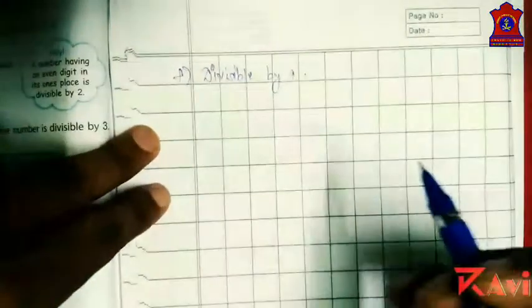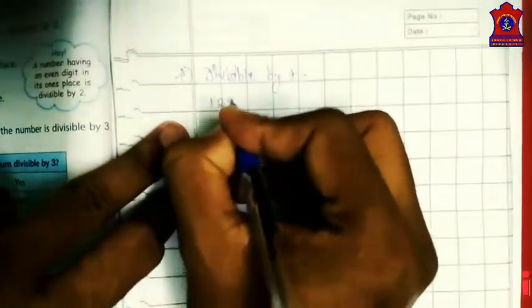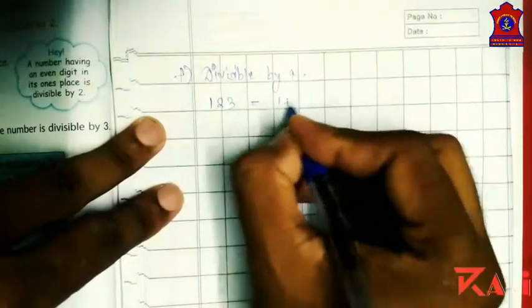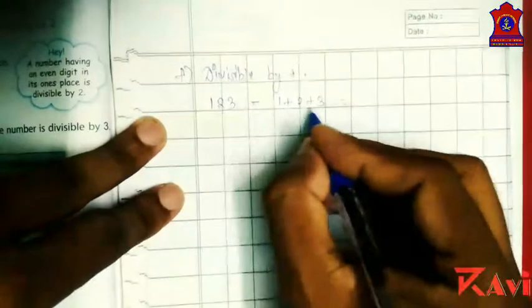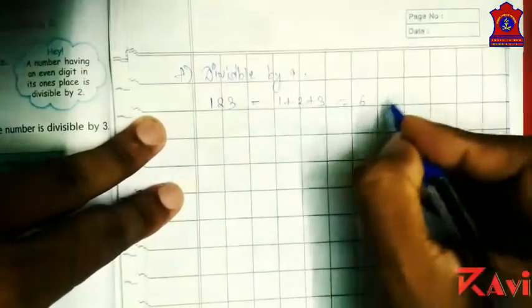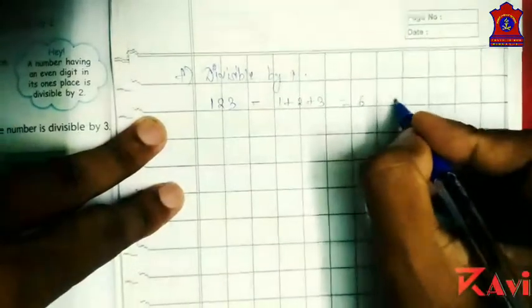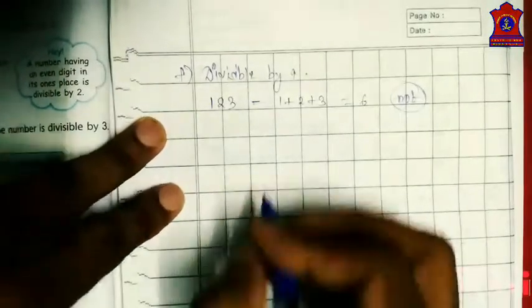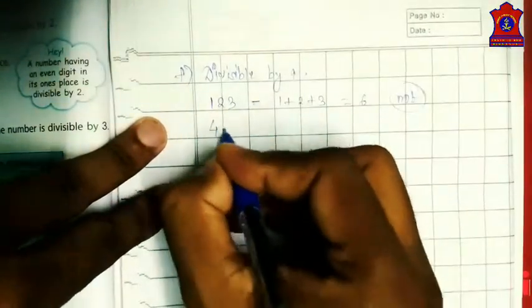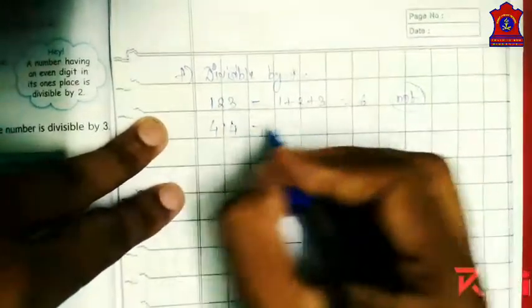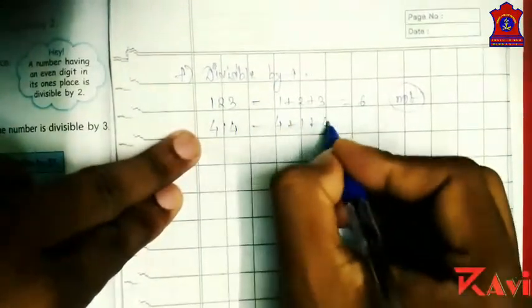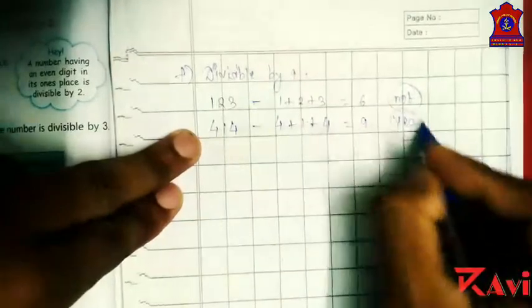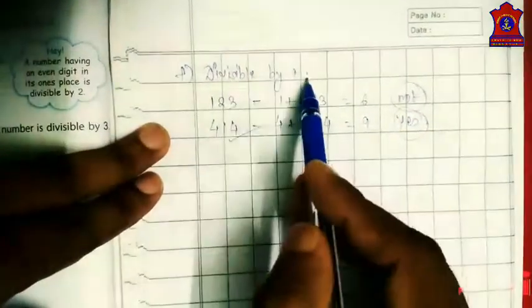So we will be taking a number like 123. Check 1 plus 2 plus 3. 1 plus 2, 3. 3 plus 3, 6. 6 is not divisible by 9. Once again, we are going to take a number like 414. 4 plus 1 plus 4. 4 plus 1, 5 plus 4, 9. 9 is divisible by 9. So we can say that yes, 414 is divisible by 9.